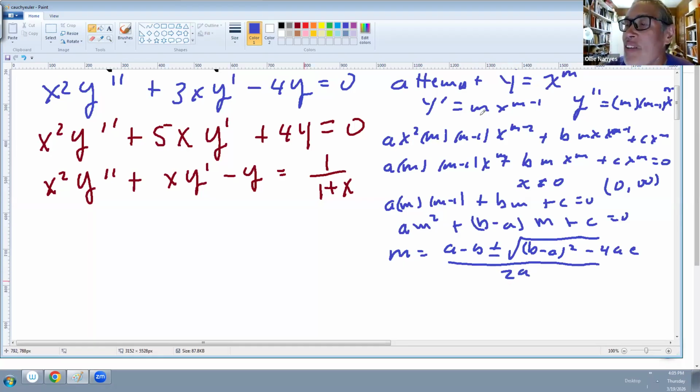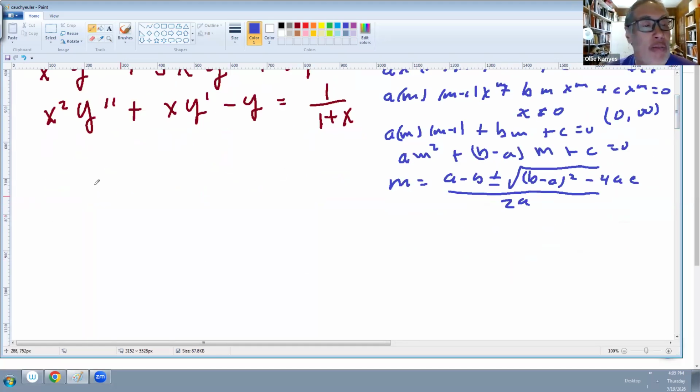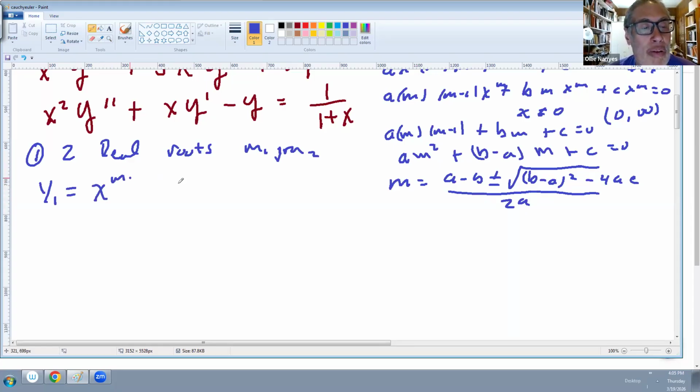And what we did in class is as follows. We'll formalize our work here. There's only so many things that can happen. If we have 2 real roots, m1 and m2, then the independent solutions are y1 is x to the m1, y2 is x to the m2.